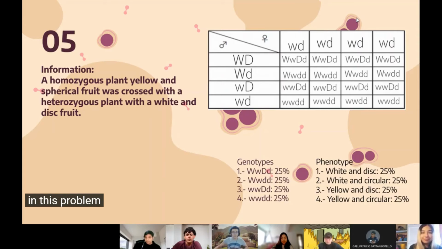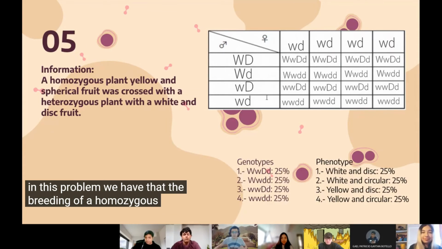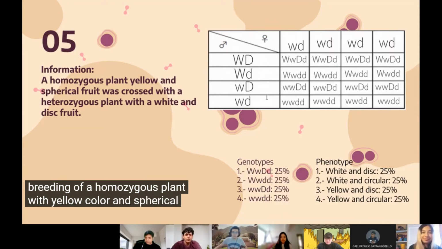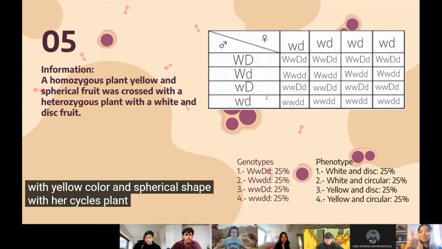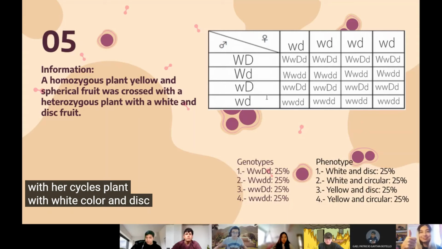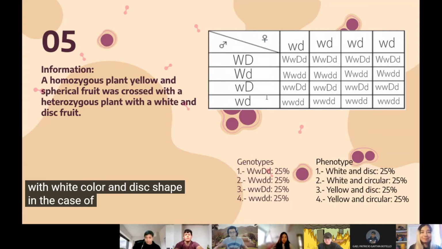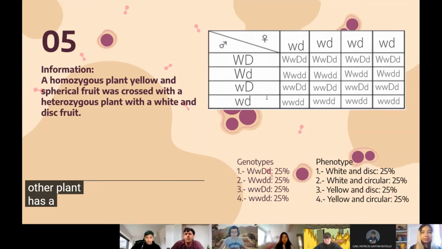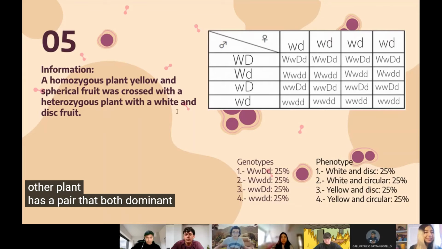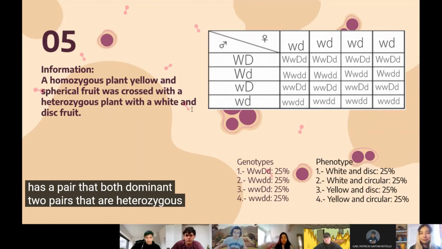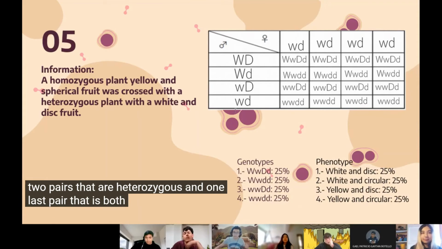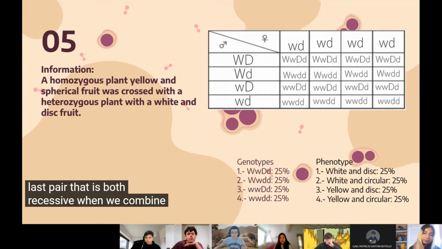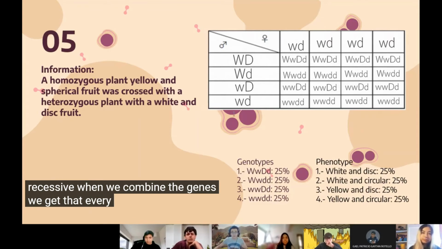In this problem, we have the breeding of a homozygous plant with yellow color and spherical shape with a heterozygous plant with white color and disc shape. In the case of the yellow plant, we can say that all pairs of its genes are recessive, while the other plant has a pair that is both dominant, two pairs that are heterozygous, and one last pair that is both recessive. When we combine the genes, we get that every row has the same type of genes.